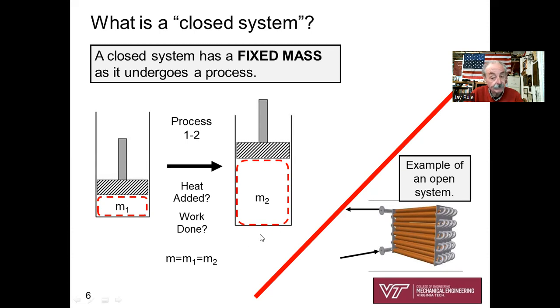So again, keyword closed system. Compared to an open system, here's a little screenshot of a heat exchanger in which we have a liquid coming into this heat exchanger, going through these hairpin tubes and coming out there. So this is a flowing situation where, if I drew a control surface around all these hairpin tubes, I'd have flow going in and flow going out. That's an example of an open system, which we'll cover later.